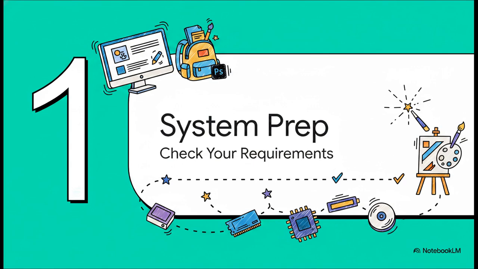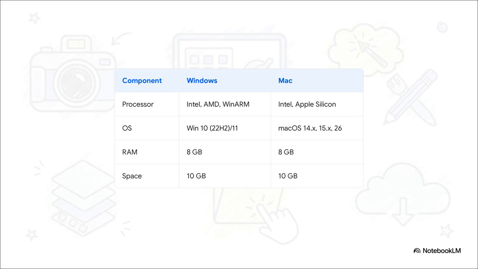Section 1. System prep. Packing your digital bags. Think of this part as your pre-flight checklist. We just need to make absolutely sure your machine can handle the magic you're about to create. Whether you're a Windows or Mac user, you're going to need a multi-core processor, a bare minimum of 8 gigs of RAM, though honestly 16 is what you really want for that buttery smooth editing experience, and at least 10 gigs of free storage space. Check these boxes now, and you are going to save yourself a massive headache down the line.